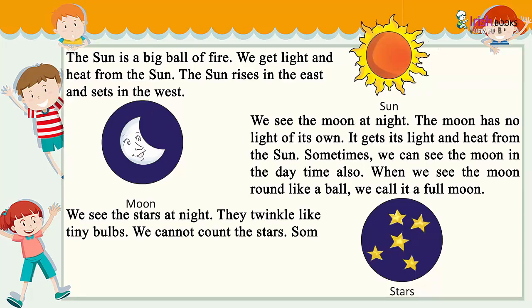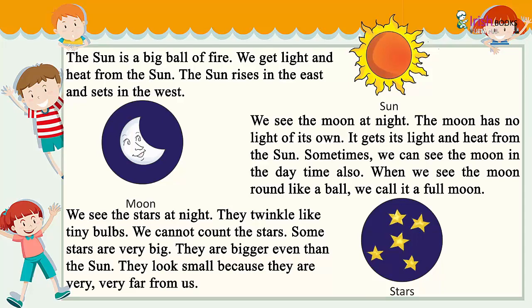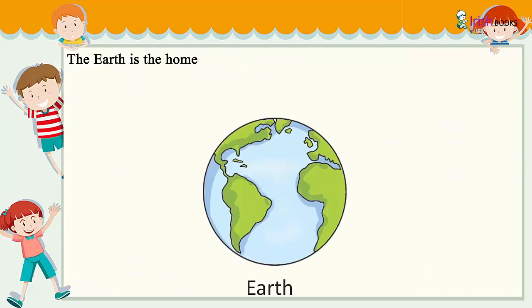They twinkle like tiny bulbs. We cannot count the stars. Some stars are very big. They are bigger even than the sun. They look small because they are very, very far from us. The earth is the home to all living things.